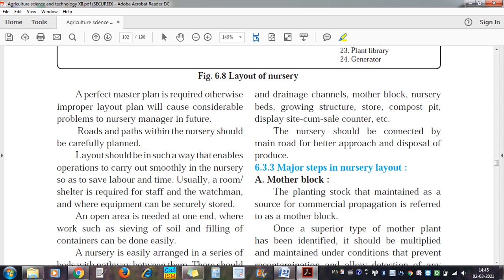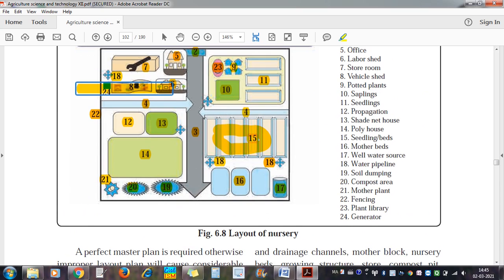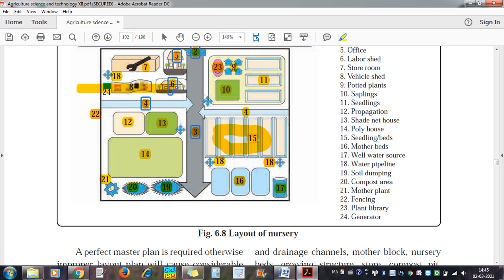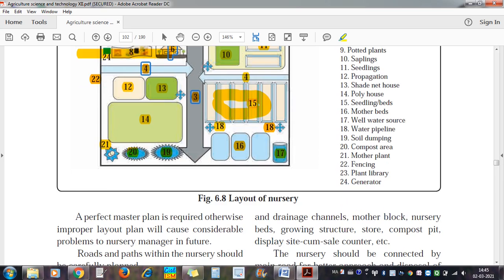Here the main things we have to remember in this nursery: number 5 is the office. Close to the office are the labor shed, vehicle shed and storeroom. These are kept close to the office because when visitors arrive, they can be shown these things. The plants also can be shown, and the production areas are here, 15 and 14. So these things are there.